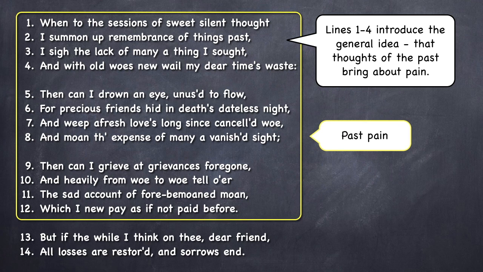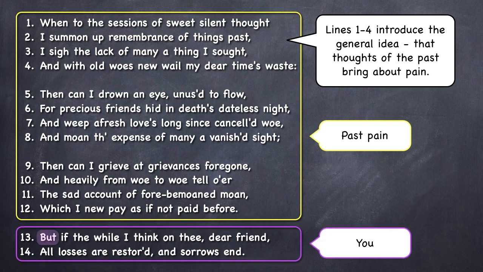And again, we have 2 sections. A section about past pain, that's section 1. And again, we have section 2 that begins with a turn, but. You see with the word but. The word but introduces the second section. But if the while I think on thee, dear friend, all losses are restored and sorrows end.